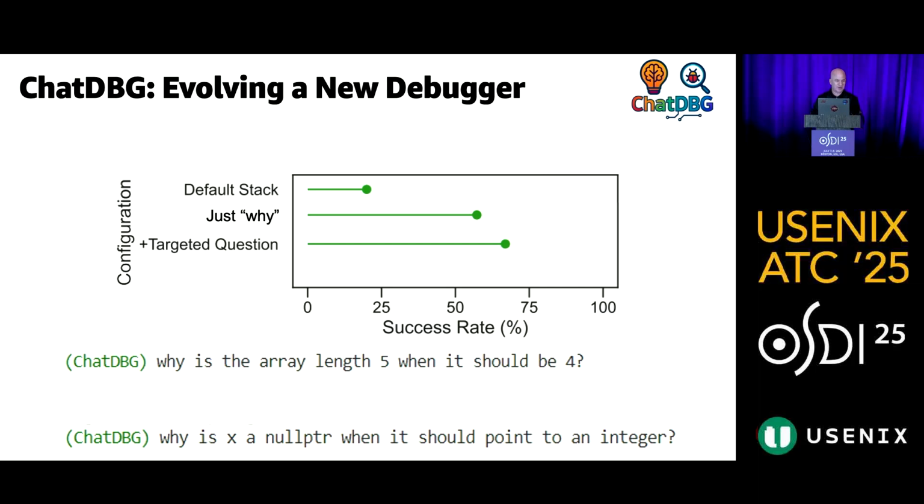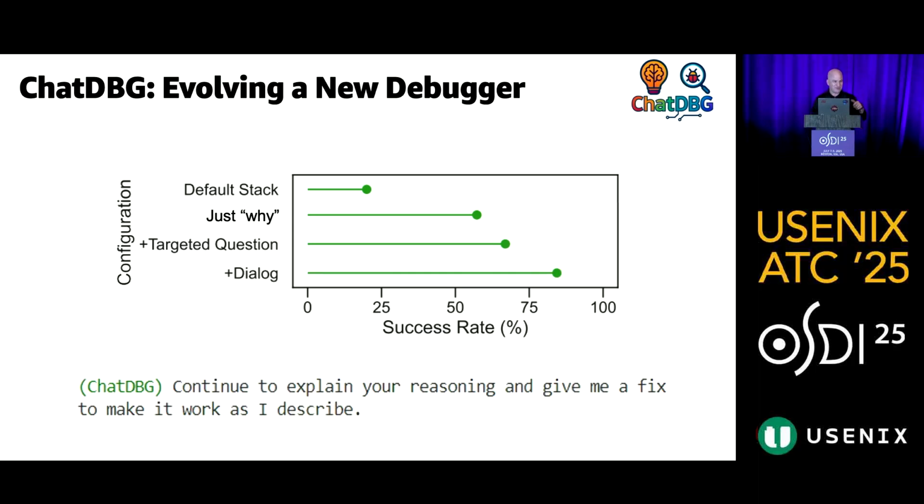Having a more targeted question, usually like just a straightforward, wait, why is this assertion? Why is this value not equal to this? Why is this a null pointer, which should point to an integer? It further increases the success rate. And if you continue this dialogue with the human, you achieve success rates north of 75%, nearly 80%.